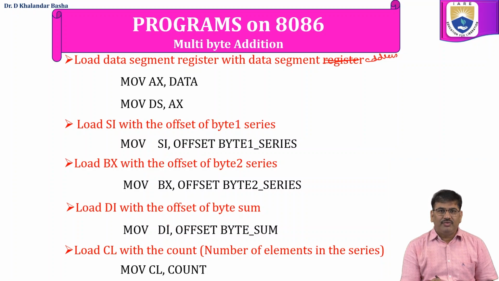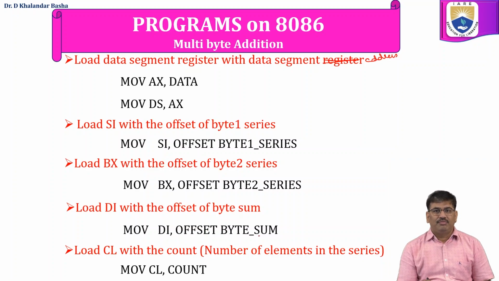So that offset value we will load into the DI register by using the move instruction MOV DI, offset of byte sum. So this instruction loads the DI register with the offset value of the byte sum. Next, how many times we are going to repeatedly add, that count we are going to load into the CL register. So for that we use the instruction MOV CL, count.